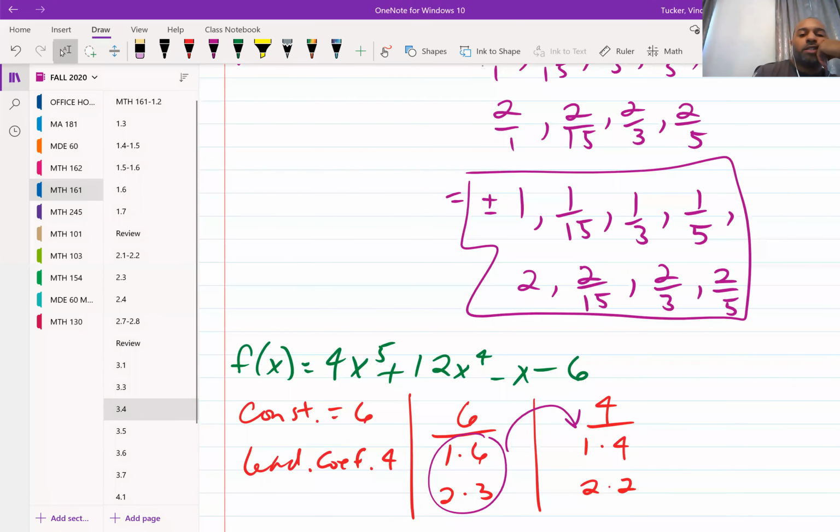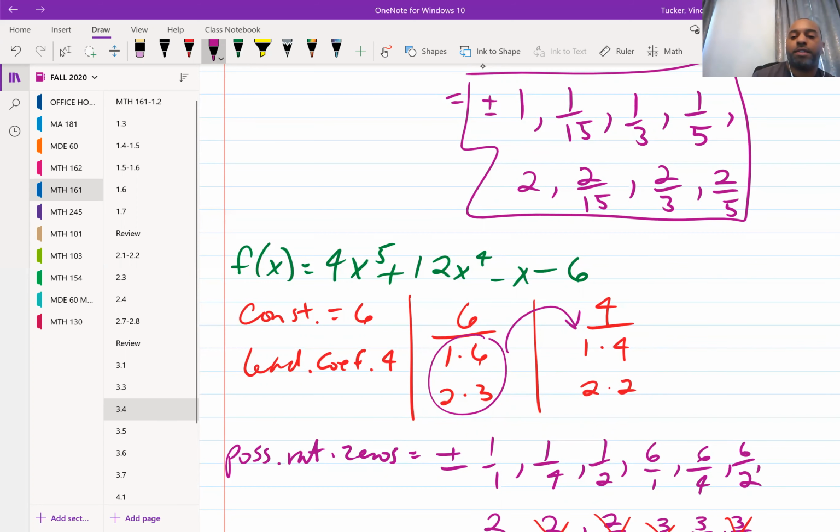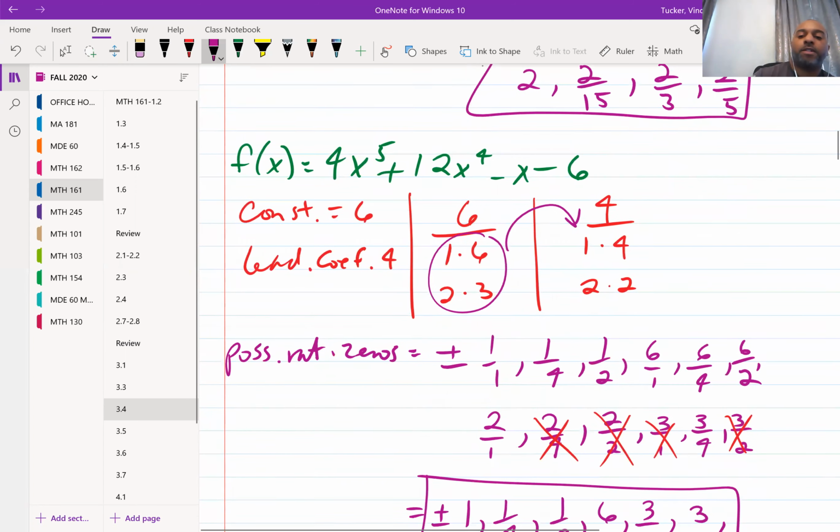So we'll place our factors of 6, the constant, over the factors of our leading coefficient. Let me erase this. So this is our list now. You take 1 over 1, 1 over 4, 1 over 2. Then we do 6 over 1, 6 over 4, 6 over 2, 2 over 1, 2 over 4, 2 over 2, and then 3 over 1, 3 over 4, 3 over 2.